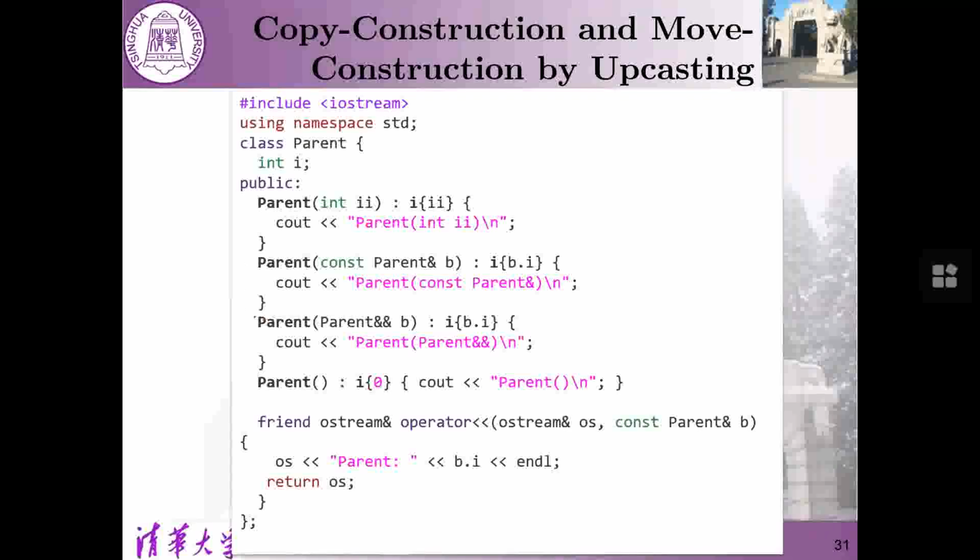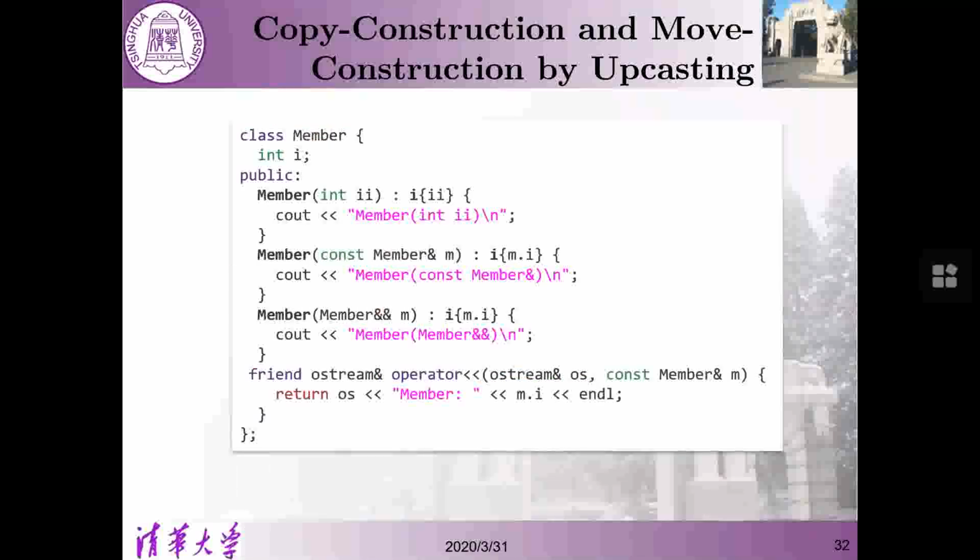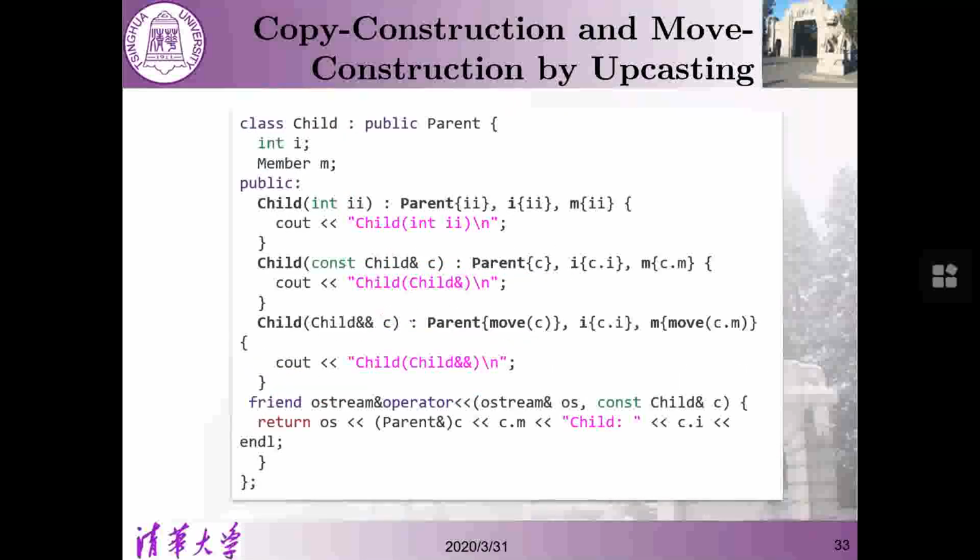One is the copy constructor we just learned. Another one is the move constructor. This is the move constructor, and this is the copy constructor. You can still do more by defining the move constructor. And the move constructor also depends on upcasting. Right. So this move will return a parent reference, so we are still doing an upcasting here. And also for member, we have this move.